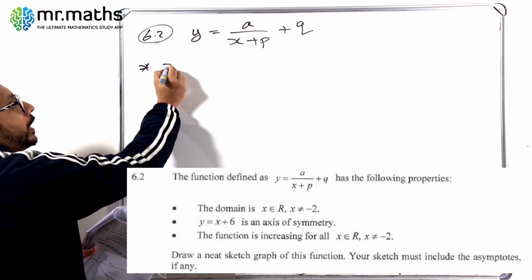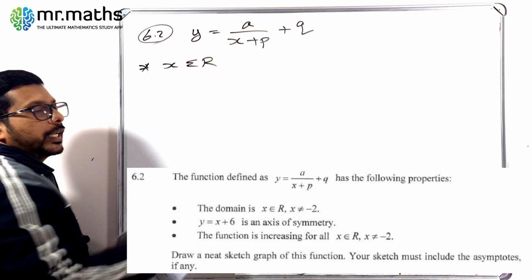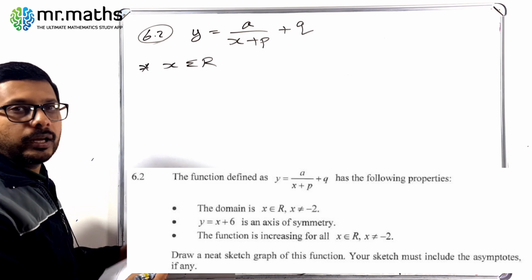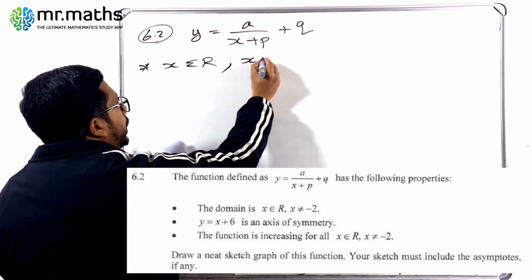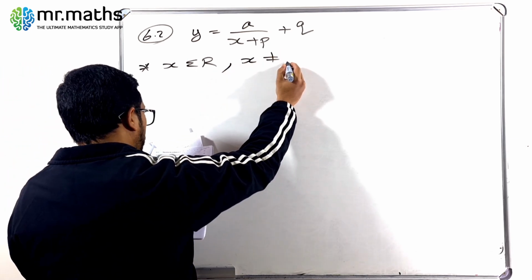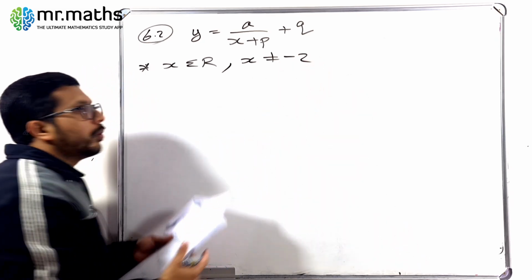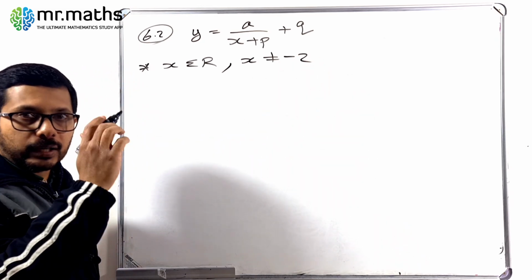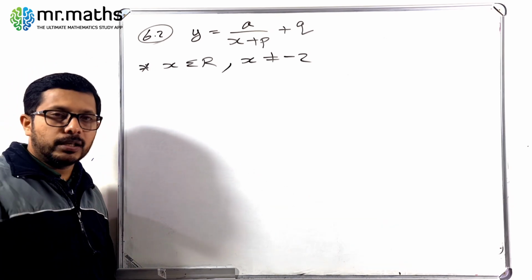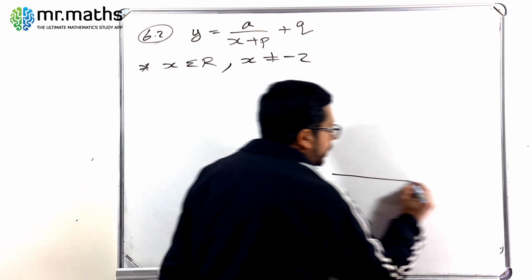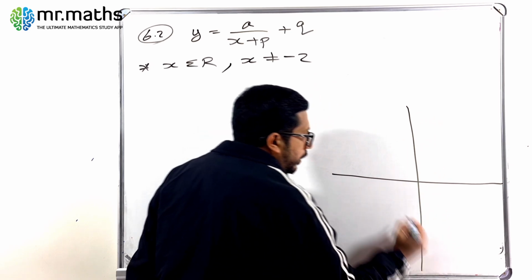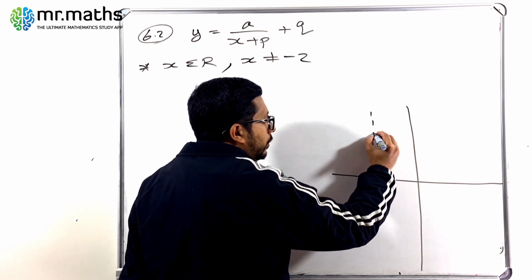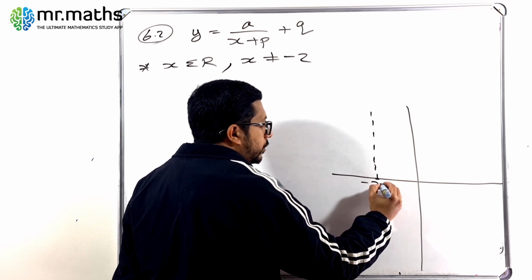First property: x is an element of R. That means x can take any real number, but what is the condition? X not equal to -2. X not equal to -2. Immediately you can understand one thing, that -2 is a vertical asymptote. So if the graph is like this, and if here it is -2, then that -2 is the vertical asymptote.